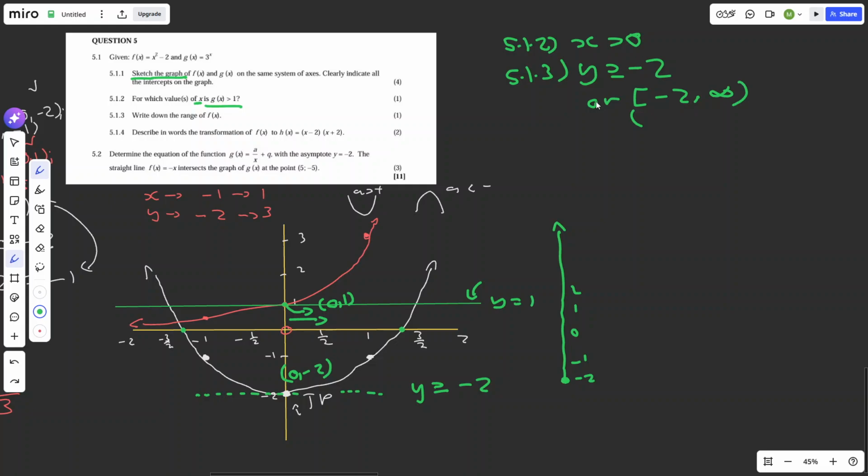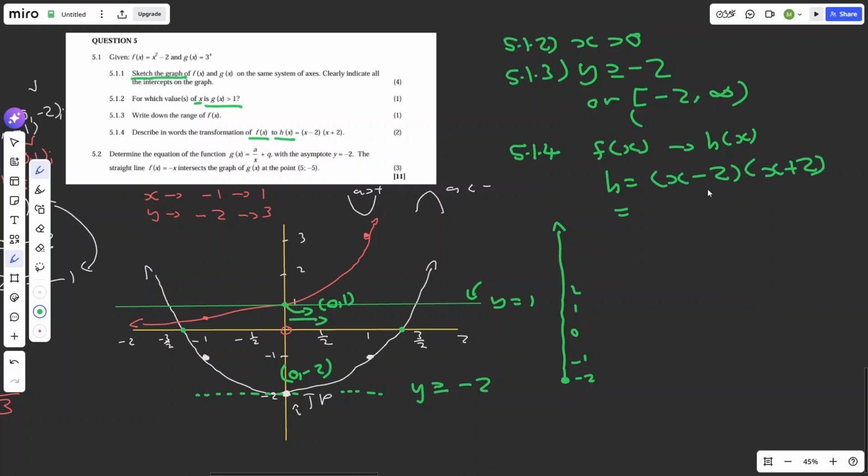The next question, 5.1.4. Describe in words the transformation of f of x to h of x is equal to that. So now let's see our function, the parabola. It goes through a transformation from f of x to h of x. But what is the difference? Let us check what this output function is, h of x. It's x minus 2, x plus 2.